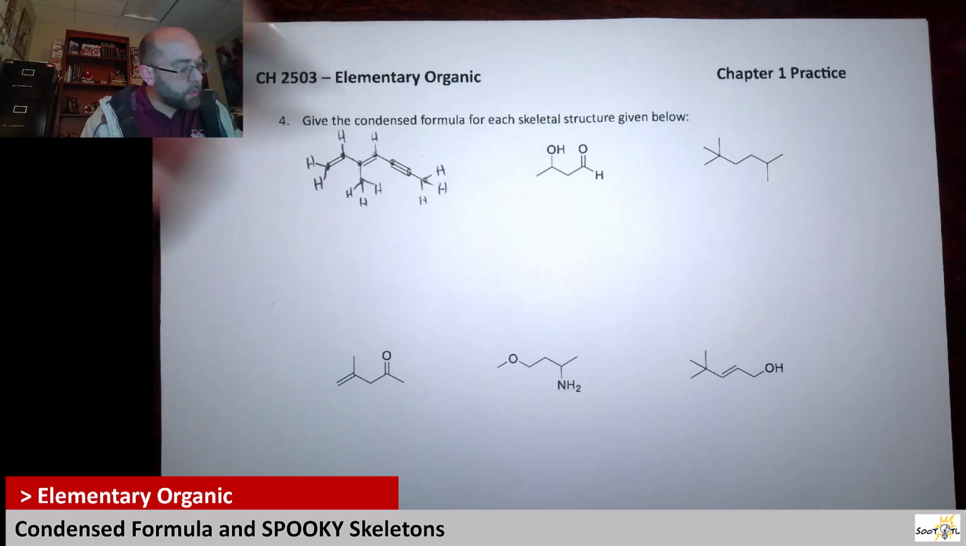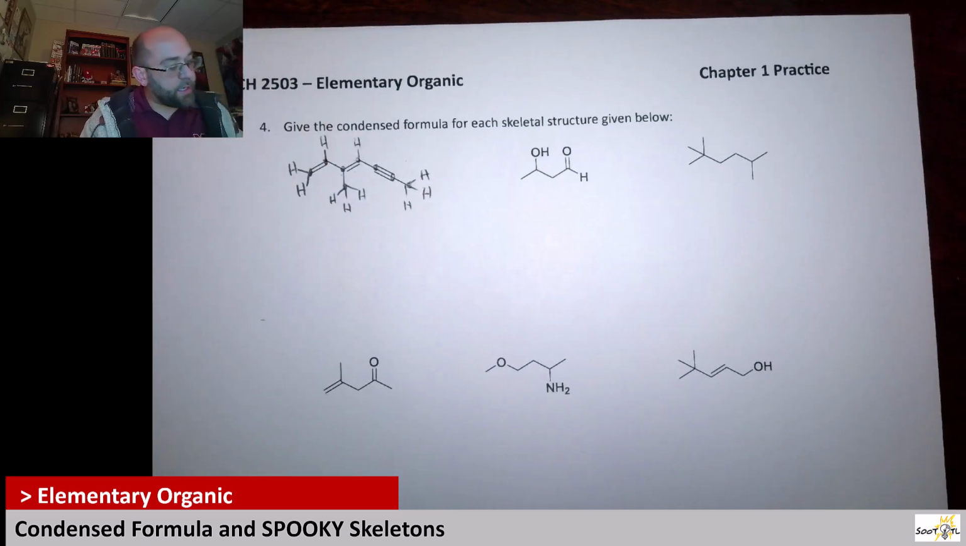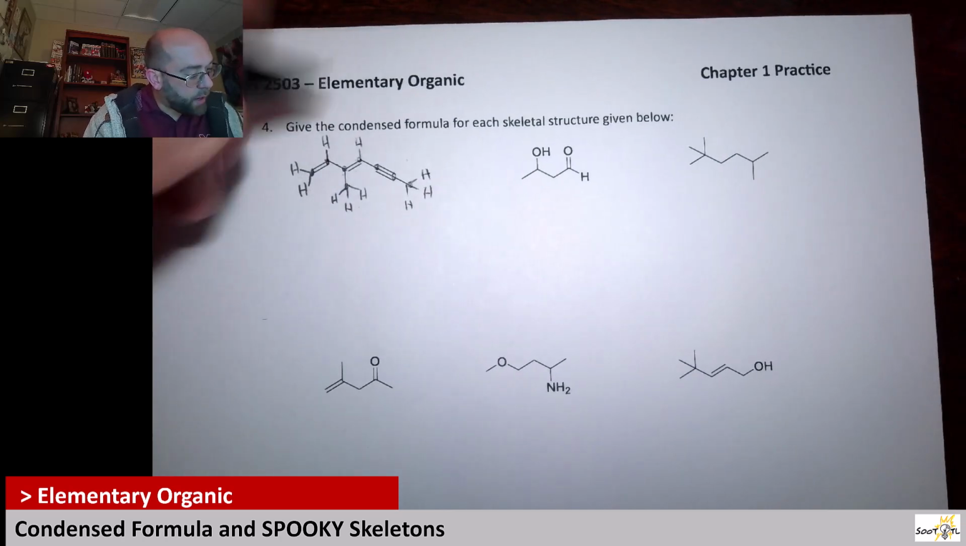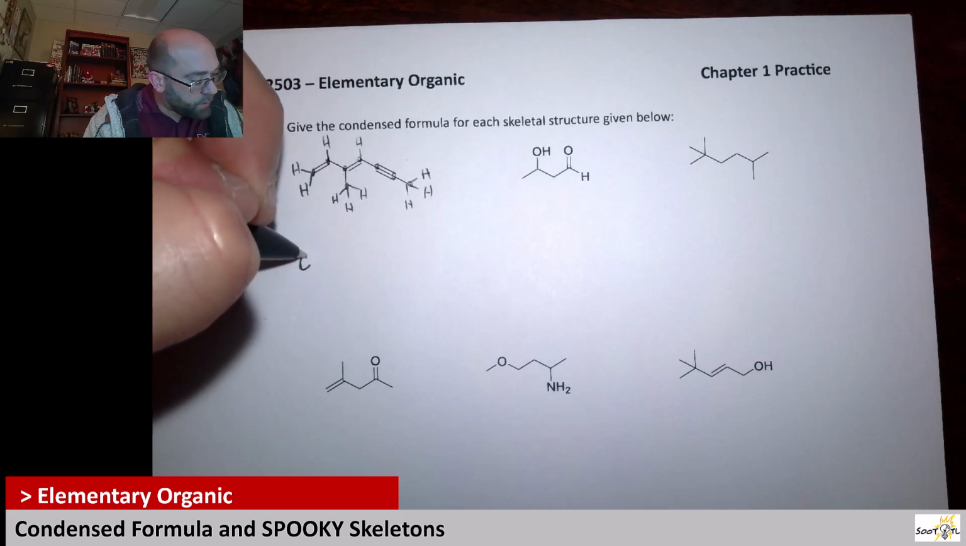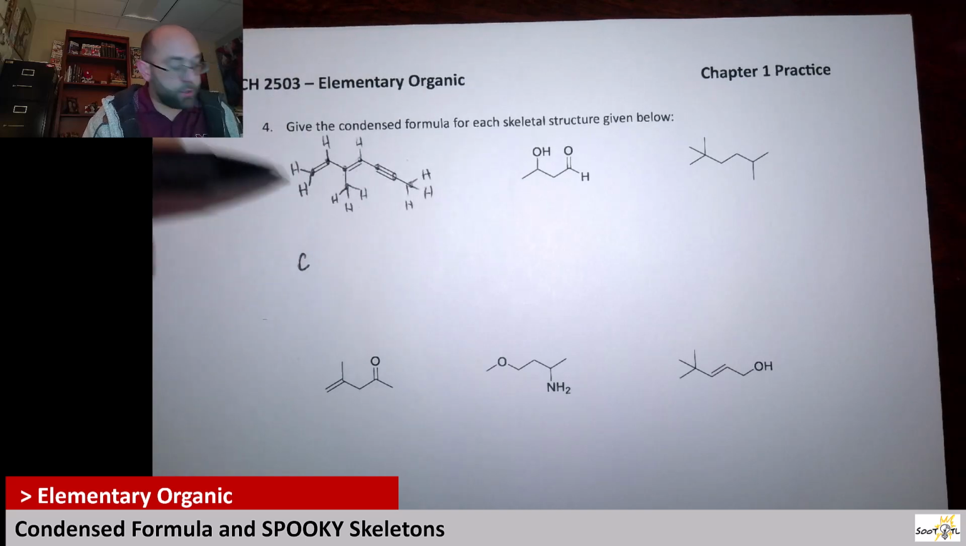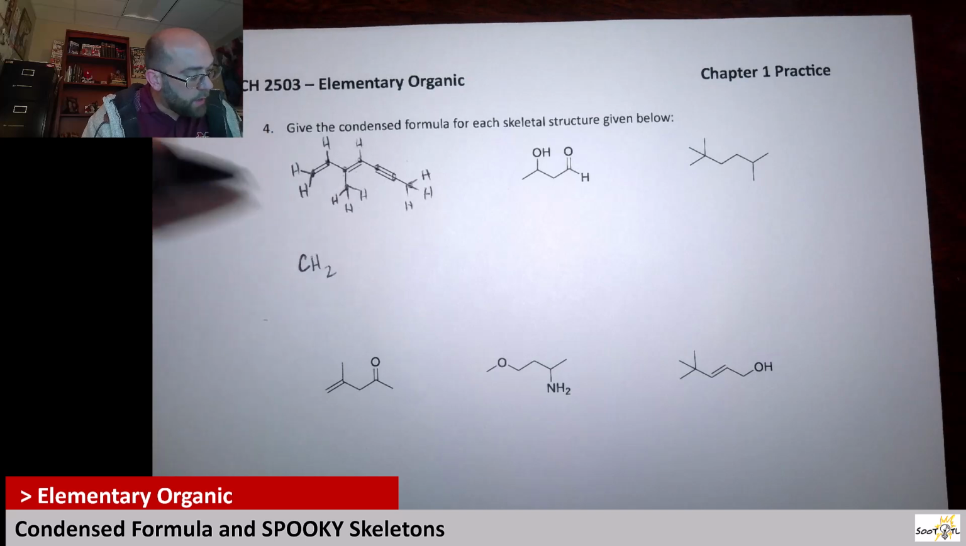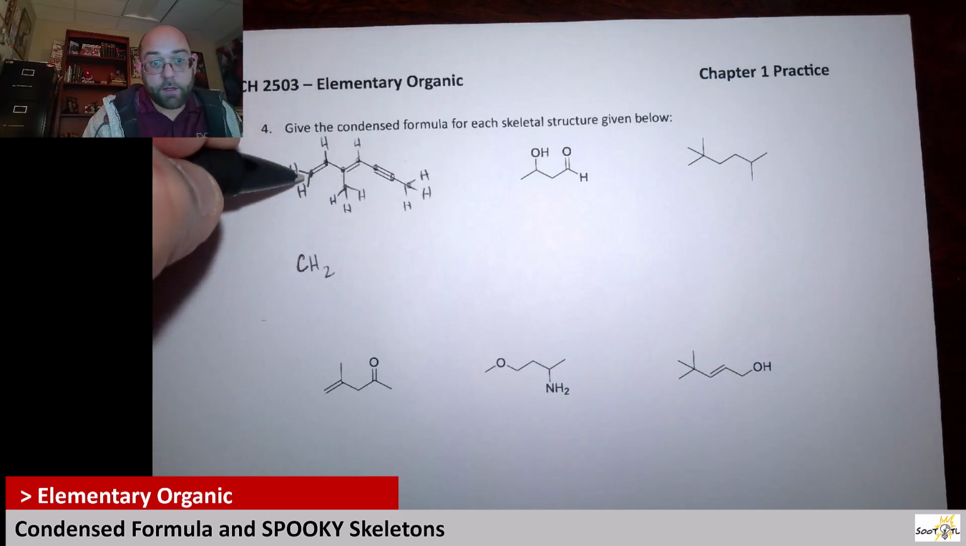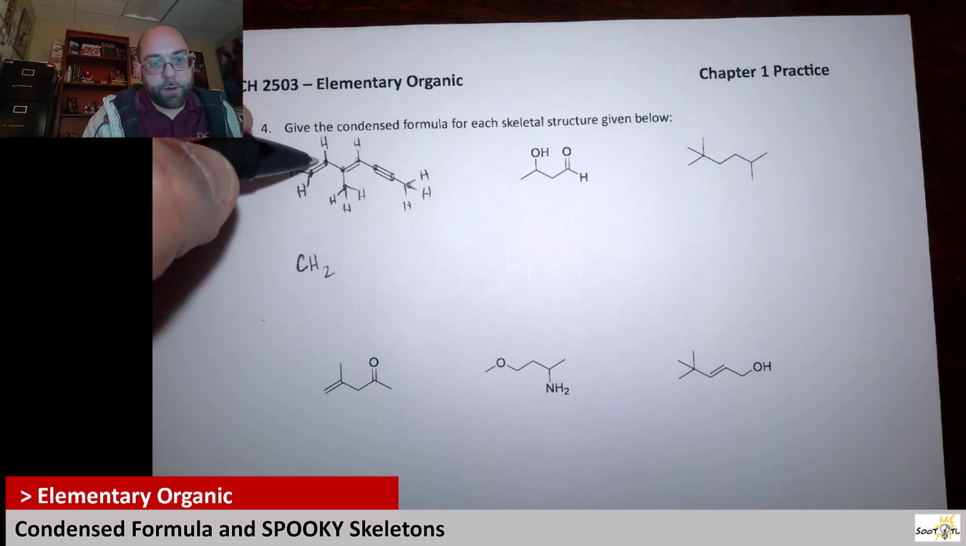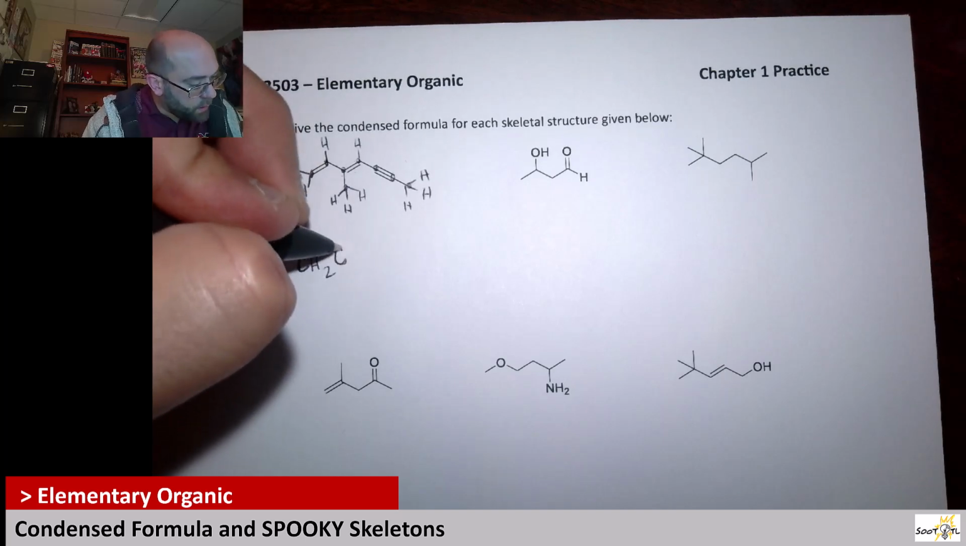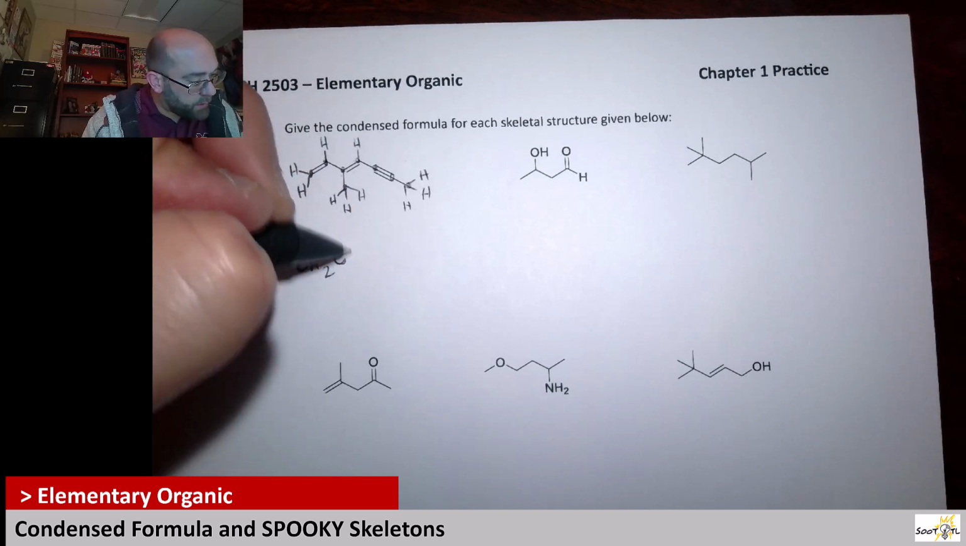Right. So when I start writing it in a condensed form, I'm reading from left to right. You tend to write your carbons first. So it would be a carbon, and it's got 2 hydrogens on it. So CH2. And then I move to the next carbon center. Here we have a carbon, and it only has 1 hydrogen on it. So I'll put a CH.